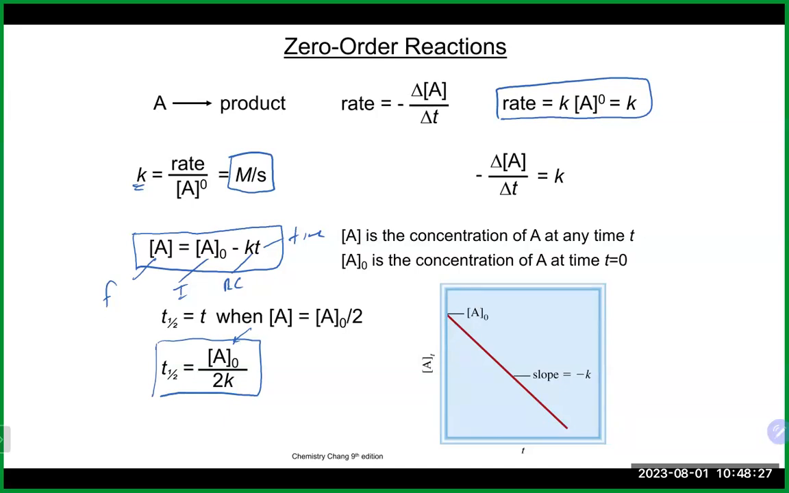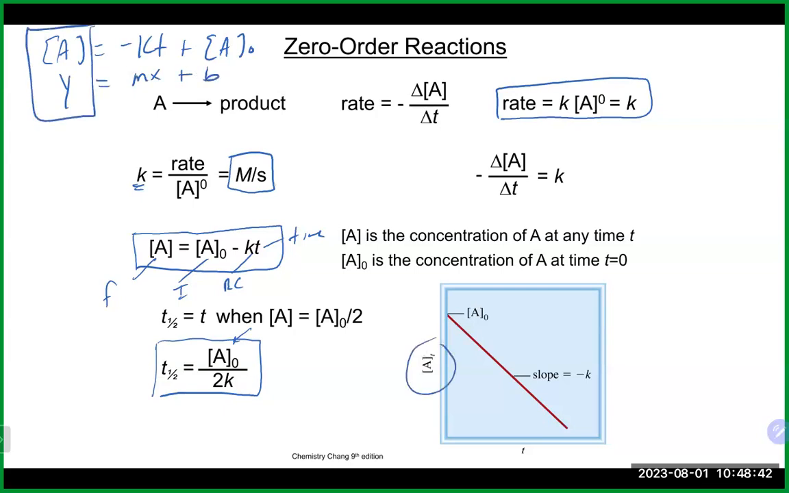Once again here, if we rearrange this as A is equal to minus KT plus A naught, that will give us our Y is equal to MX plus B. And that is what we typically graph, concentration of A versus time here, giving us our linear relationship. Looks just like the first order one, and also like the first order one, the slope will equal negative of the rate constant. This is actually the graph we saw for first order, but if you graph it for first order, concentration versus time, it will not be linear. It will be that decreasing with time graph if it was first order.